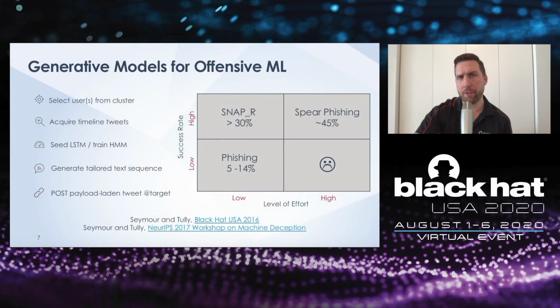The low-hanging fruit nature of this threat environment was illustrated by previous work I was part of, led by John Seymour. 4 years ago at Black Hat, we demonstrated how to generate credible, synthetic text to manipulate social media users for the purpose of simulated phishing attacks.